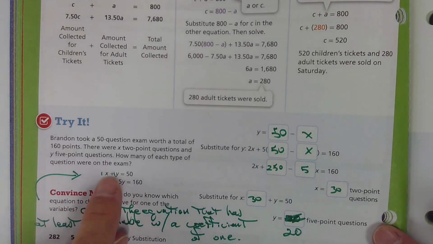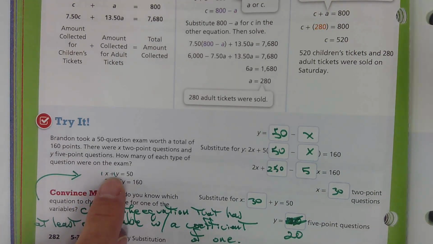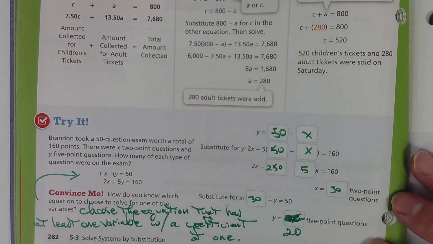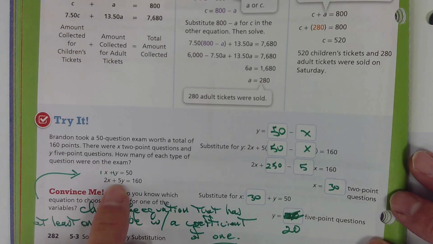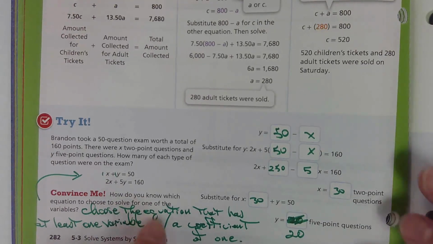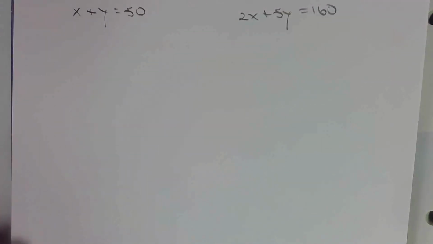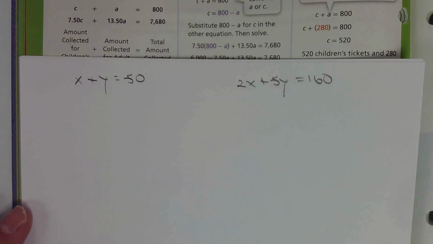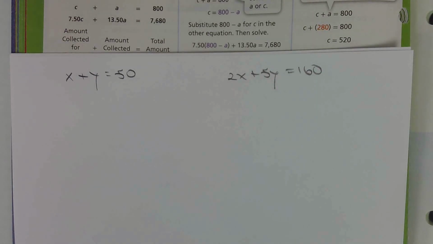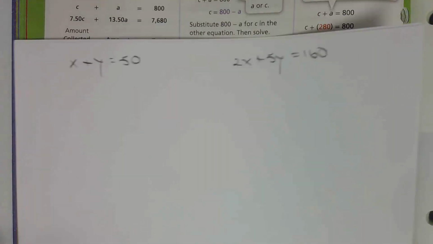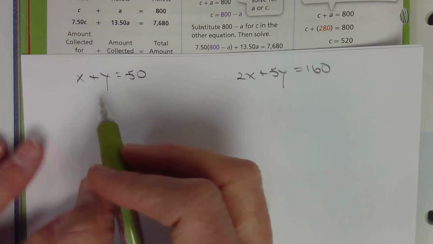I put a 1 in front of each x and y because there's always an assumed 1 in front of each variable. And those would be the coefficients that I'm talking about here. The other equation is 2x plus 5y equals 160. So I wrote down the two equations here. And they said to solve for the equation that has the simplest coefficients. Okay? So let's look at this one here. I'll work with this one.